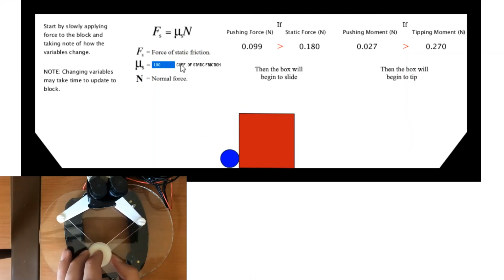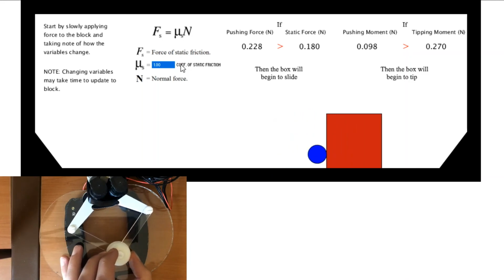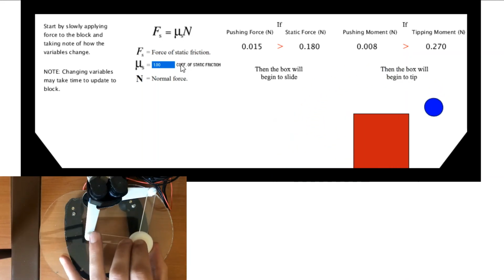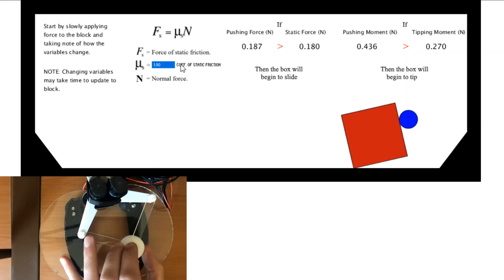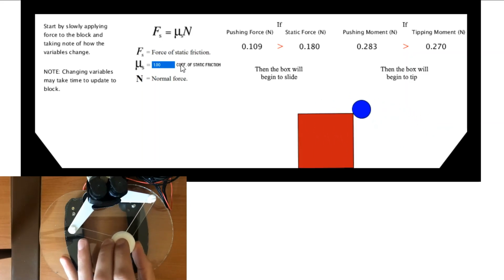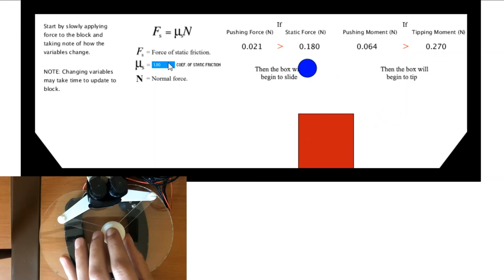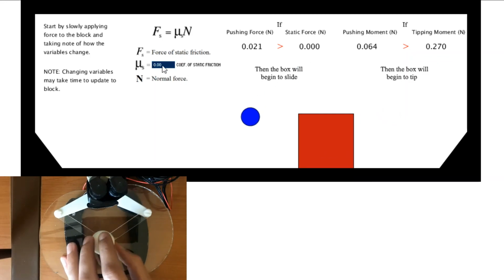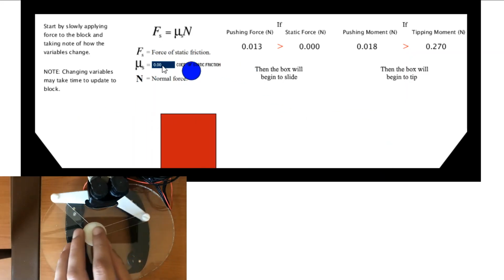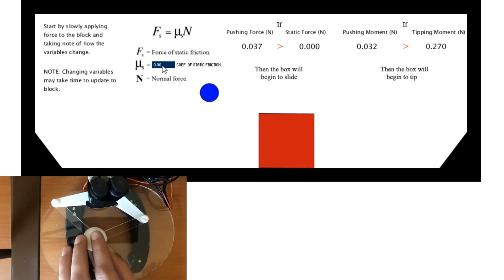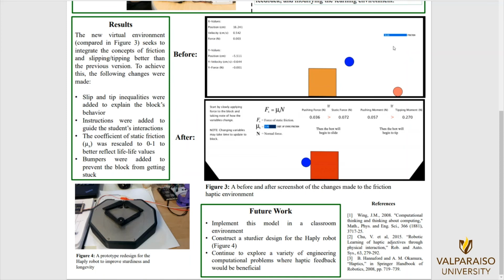However, if I come from down here, the pushing moment is not greater than 0.27, therefore the block will slide instead. But once it becomes greater than 0.27, the box will begin to tip. And as always, if you were to change the coefficient of static friction down to 0, the box will begin to behave like a hockey puck.